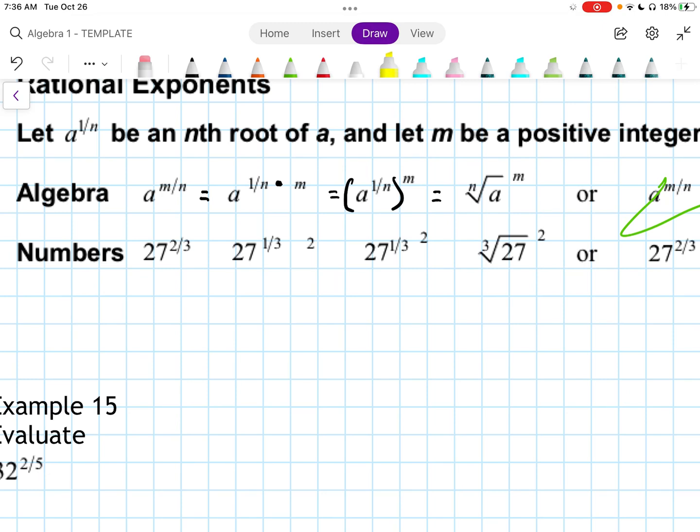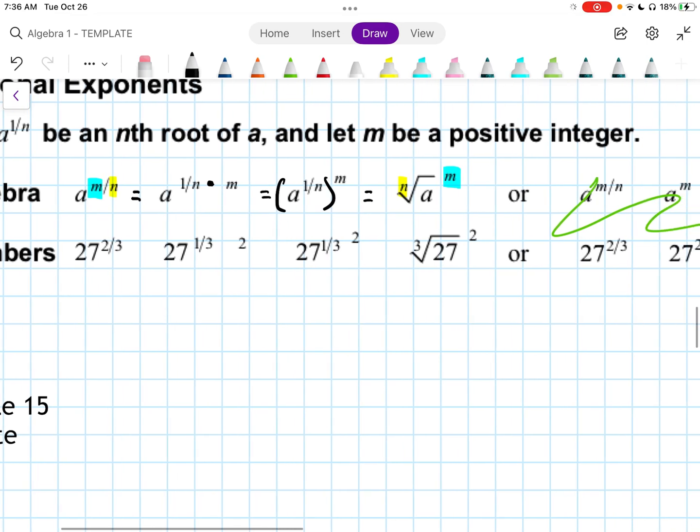The thing we should notice is the denominator becomes the root, the numerator stays in the exponent. Okay? And that could be written also as the nth root of a to the m, where the m is underneath the root. Right? We can decide if we want the m there to be under the root or outside the root. Sometimes it's more beneficial to be under the root, and sometimes it's more beneficial to be outside of the root.